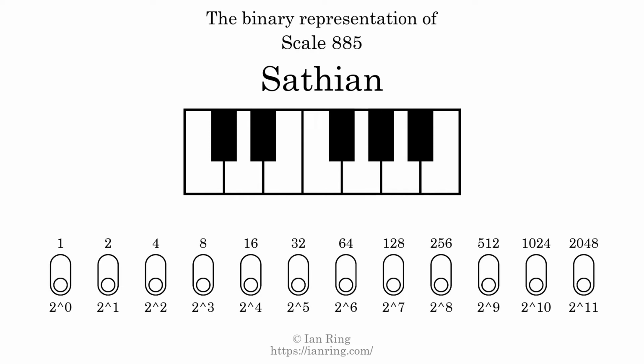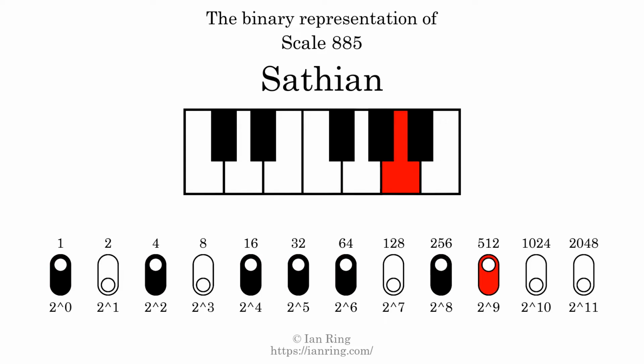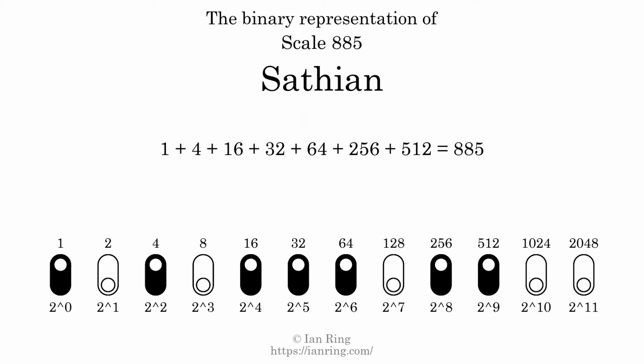The binary representation of this scale is determined by mapping tones of the scale to binary digits. Each binary digit represents a power of 2. To get the scale number, we add the powers of 2 together. The powers of 2 that are present in the scale, all added together, equals 885. That is why the scale number, in decimal, is 885.